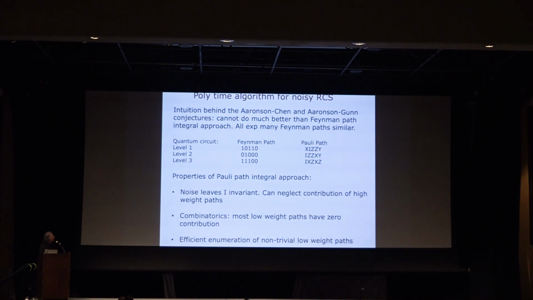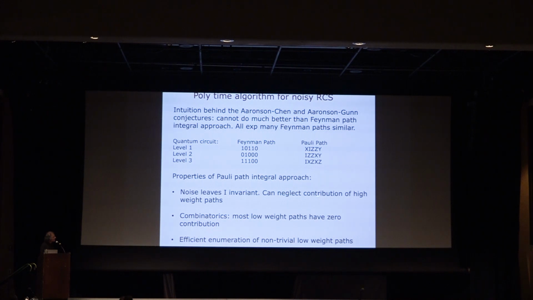Okay, so I said that the intuition behind Aronson-Chen and Aronson-Gunn was that you cannot do much better than the Feynman path integral approach. The idea behind the new algorithms is you use, instead of Feynman paths, you use Pauli paths. So you work with a density matrix instead of the standard basis, and then you use a Pauli decomposition. Now this has a few interesting properties. One is that the identity Pauli is special. So this is something you don't get in the Feynman path approach. And it's also special that noise leaves the identity invariant.